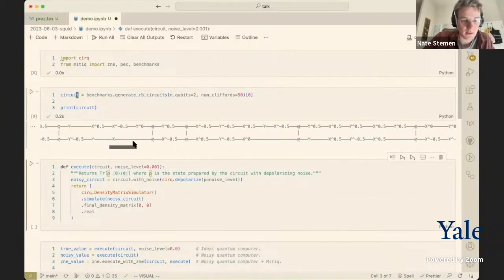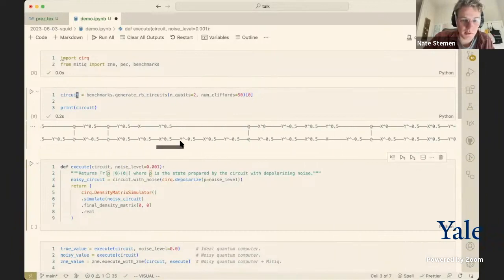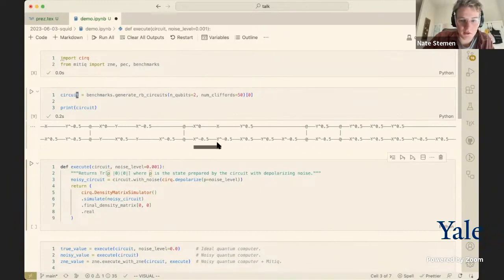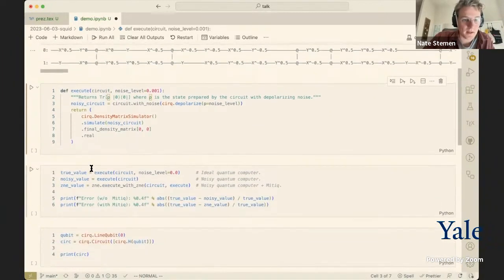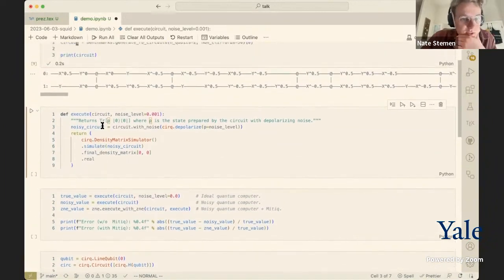And yeah, it's really big, does lots of stuff, but you can see it's relatively structured, but somewhat random at the same time. That's what it looks like. And then here's the execute function that we're going to use. You can see it's just going to run on a simulator. It takes in the circuit, and then it's going to take that circuit, add some depolarizing noise to it, and then we're going to do a density matrix simulation. And as our observable, we're just going to ask what's the probability that it's in the ground state. So we're just looking at the 0th element of the density matrix and just asking for the real part.